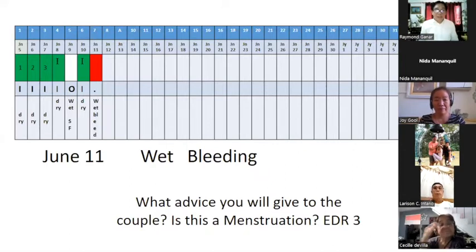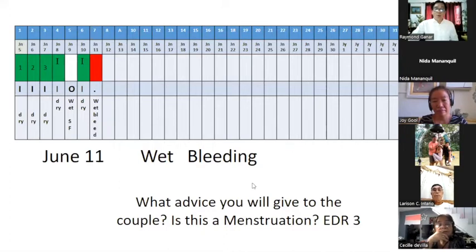So June 11, wet bleed. We apply EDR3, not EDR1. EDR1 is what? Avoid intercourse during the days of menstruation. But this is not a menstruation. EDR3, avoid intercourse during the days of discharge or withdrawal bleed. Right? So this is a withdrawal bleed, EDR3.